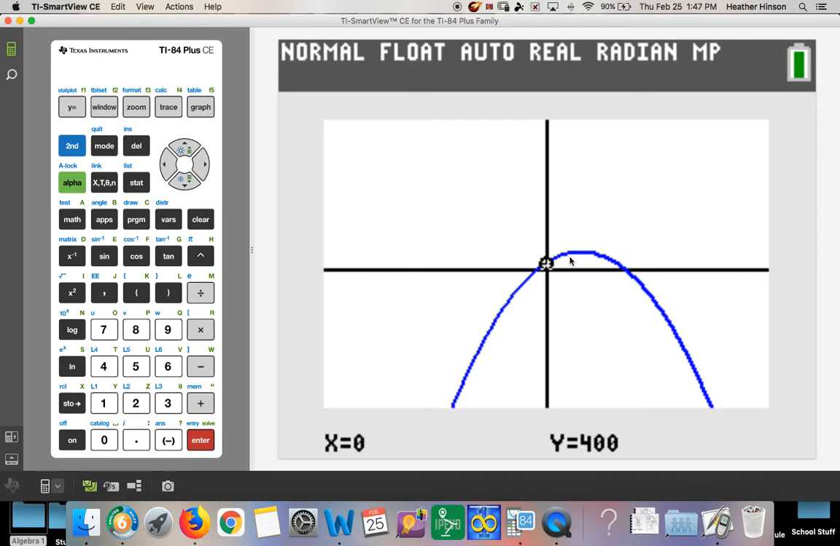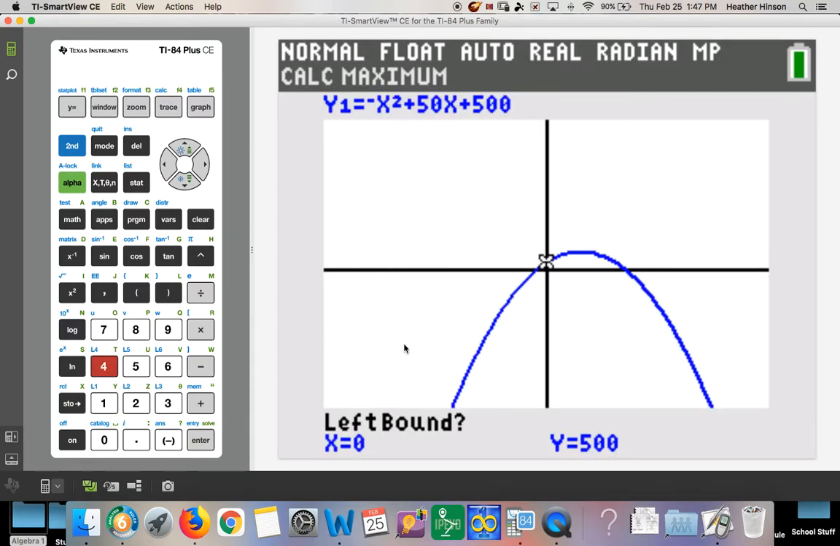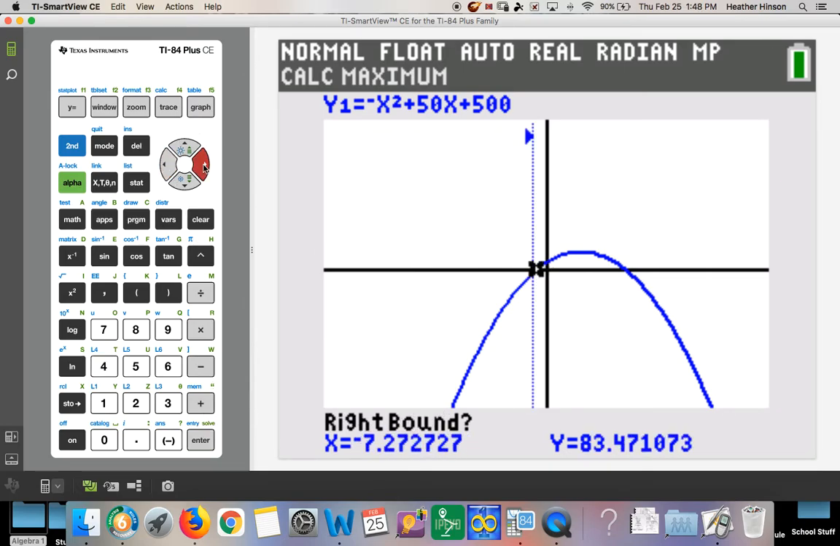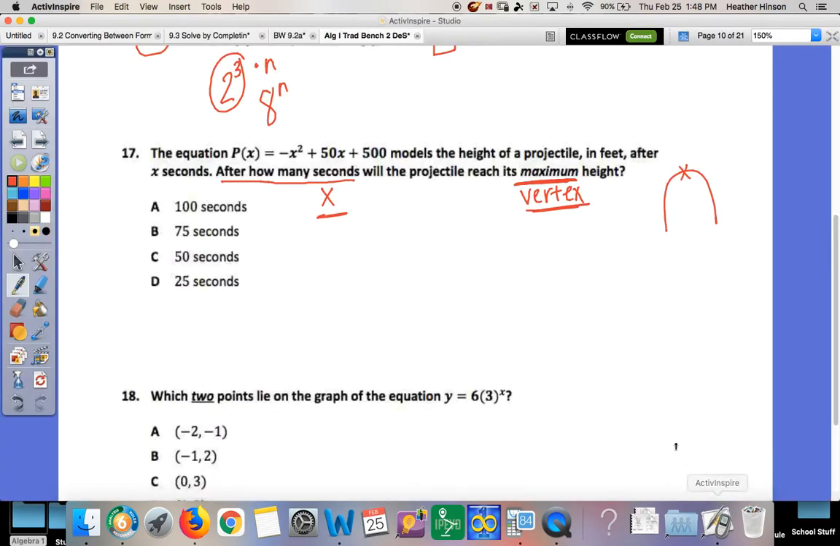So how do we find a max? We're going to do second trace 4. That's your maximum. And follow whatever directions you have on the screen. Mine say left bound, so I'm going to scroll to the left. Then it says right bound, so I'm going to hit enter on the right. Don't care about guess. Skip that. Our maximum is 25, 1125.